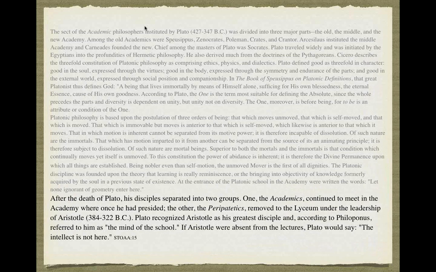After the death of Plato, his disciples separated into two groups. One, the academics, continued to meet in the academy where once he had presided. The other, the peripatetics, removed to the Lyceum under the leadership of Aristotle, 384 to 322 BC. Plato recognized Aristotle as his greatest disciple, and according to Peloponnesus, referred to him as the mind of the school. If Aristotle were absent from the lectures, Plato would say, the intellect is not here.